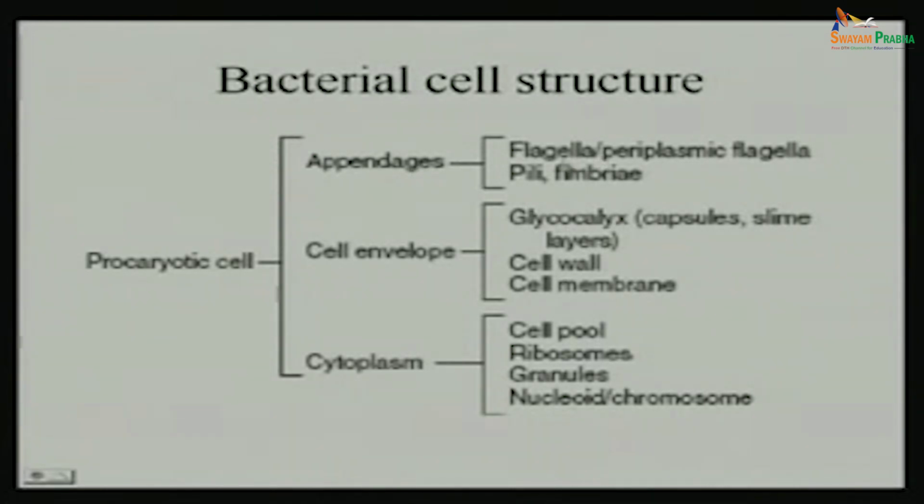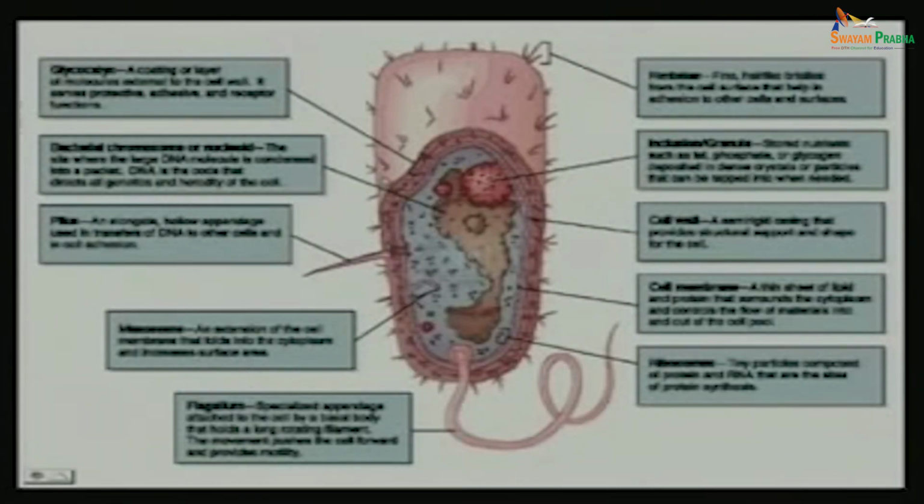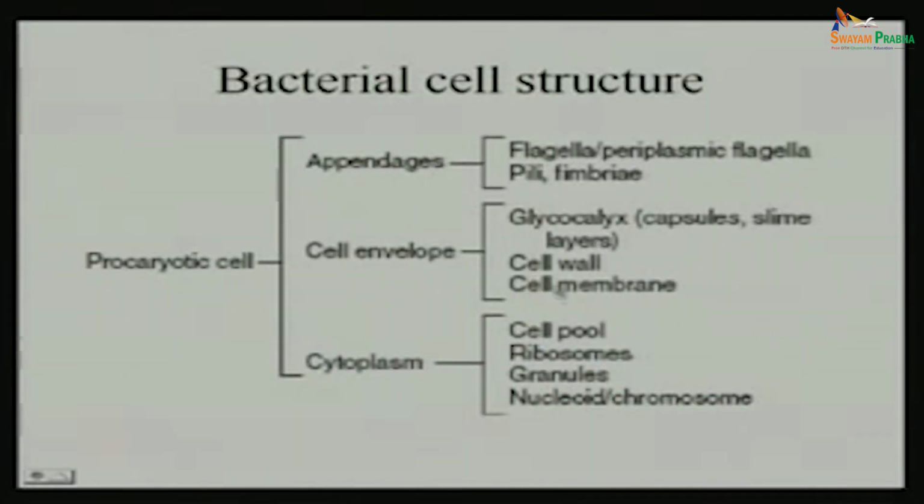Immediately followed by the appendages is the cell envelope, where we can see the glycocalyx, that is the capsule or the slime layer. This is the external protective layer present on the outer surface of the bacterial cell wall, and followed by this glycocalyx is the cell wall and then the cell membrane.